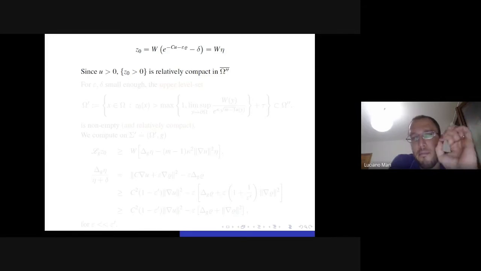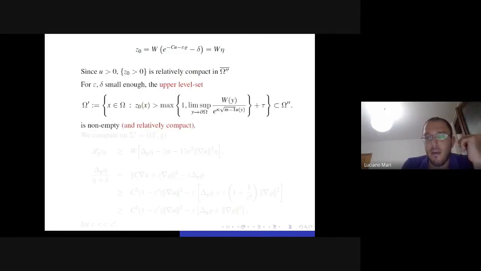So, because there is this delta, the upper level set where Z0 is positive is relatively compact in omega double prime. And for epsilon and delta going to 0, you recover Z. So for suitably small epsilon and delta, the upper level set obtained by replacing Z with Z0, which is smaller, so the upper level set is contained in omega double prime, is still non-empty. But now this set is relatively compact because we have used the exhaustion.